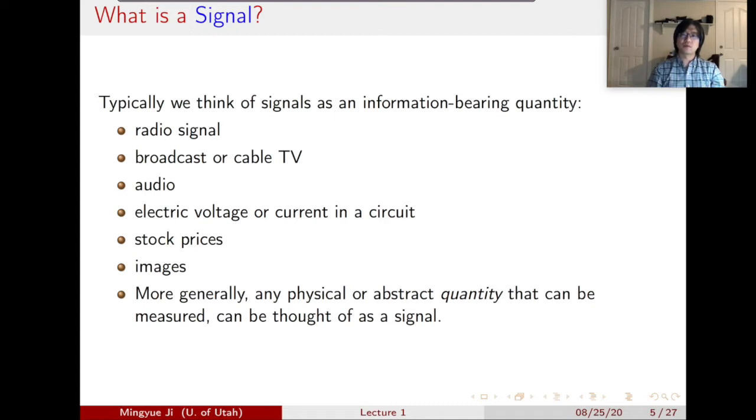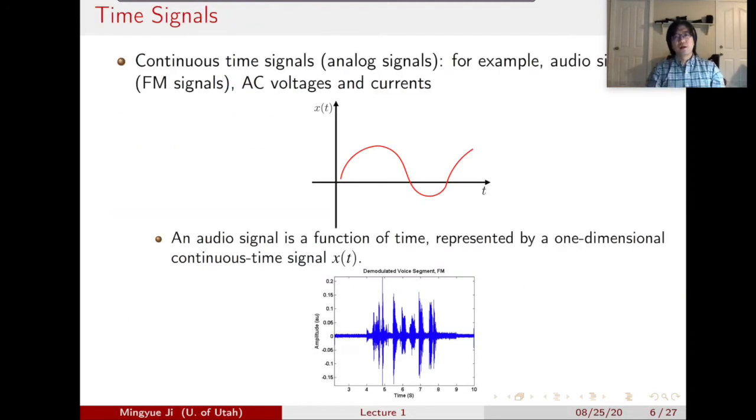And also images. In general, any physical or abstract quantity that can be measured can be thought of as a signal. It can be very broad. Nowadays you hear more and more about data, data science. You can understand data as a sort of signal. Actually, you can think of data more or less like a discrete time signal that we're going to discuss later today.